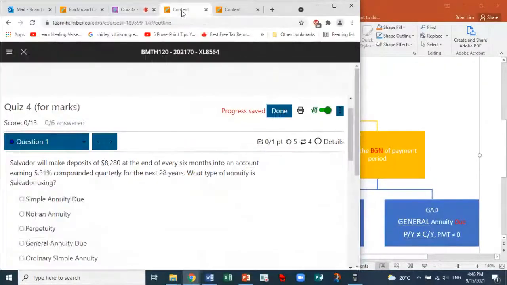Okay, this is quiz 4, question 1. Now we are starting to deal with annuities. In this case, they're asking what type of annuity. So let's start by looking at what is an annuity.